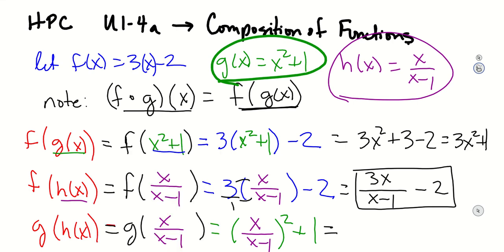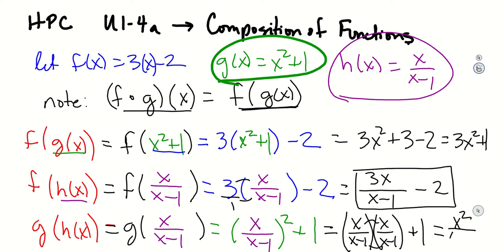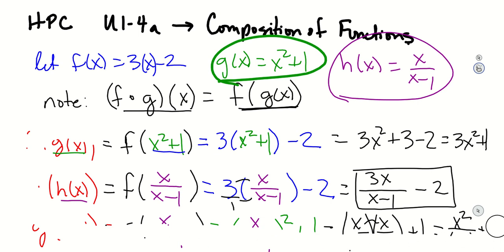To square something is to multiply it by itself. So we're going to do x over x minus 1 times x over x minus 1, and then we will add 1. Multiplying fractions, we multiply the tops, so we get x squared. We multiply the bottoms, which I'm just going to leave as x minus 1 squared because we're not going to focus on the simplification. And that's what we get for g of h of x. Let's do a few more. I'm just going to erase this so I can keep my functions there.